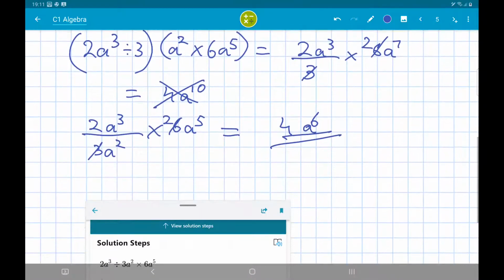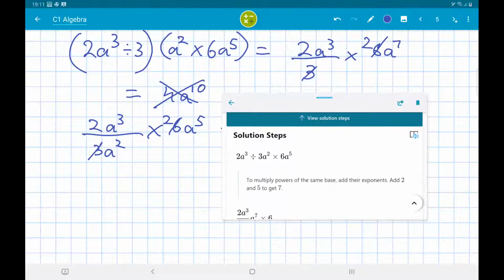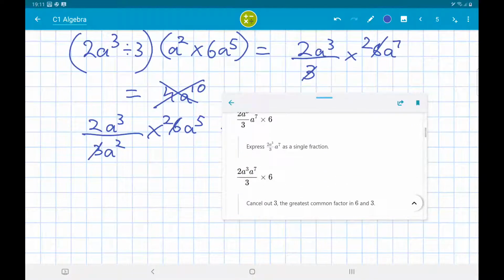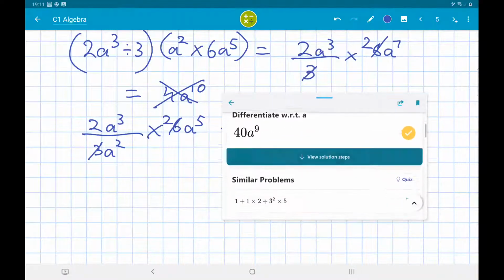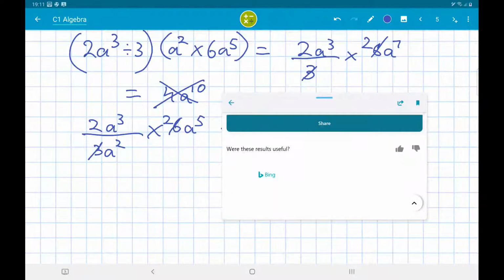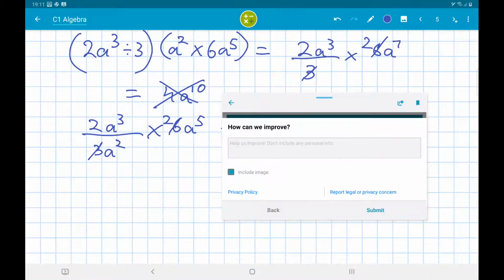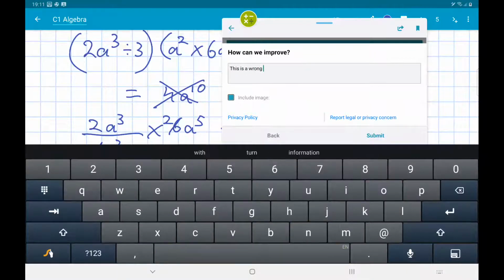Wow, I cannot believe such a simple question can have such adverse effects. That's pretty funny. Oh my god. Okay, well, there's something wrong on this. And no, this result was definitely not useful. This is a wrong result.